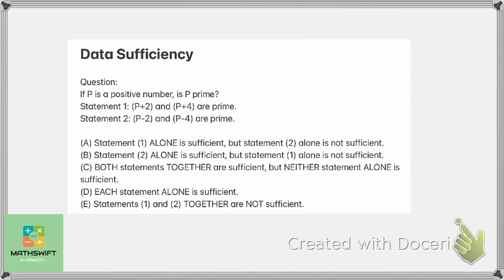Now we have been provided some pieces of information in statements 1 and 2. We need to figure out what combination of these statements would allow us to answer the question objectively. That is, there should be no room for any ambiguity. So that is what data sufficiency questions are all about. Now we can try checking for some random values of p.